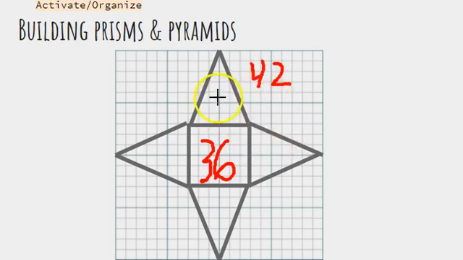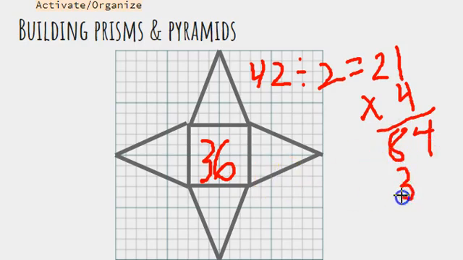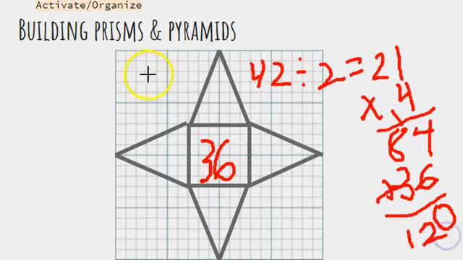That would be just for one of those triangles, so I actually need to divide this by 2, which should get me 21. I have 4 triangles, so I take 4 times the 21, which gets me 84. 84 plus that 36 from earlier is going to give me a total area of 120 square units.